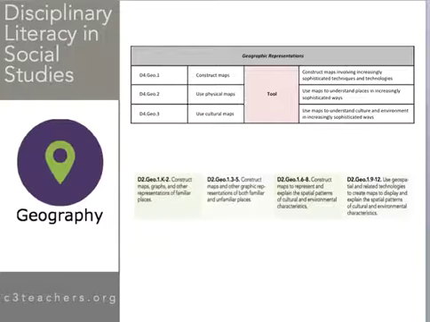In grades 3-5, students begin to work with unfamiliar places. By middle school, students are representing specific cultural and environmental patterns in the maps that they make. And in high school, students are beginning to use geospatial technologies.